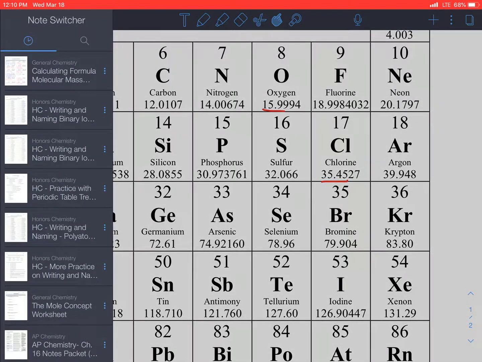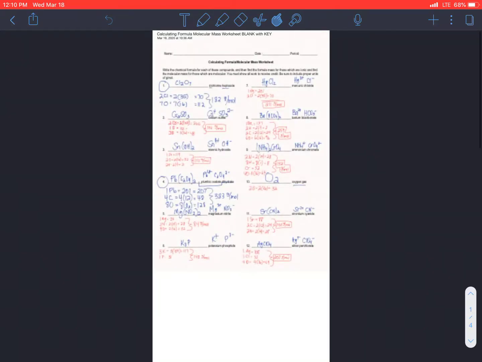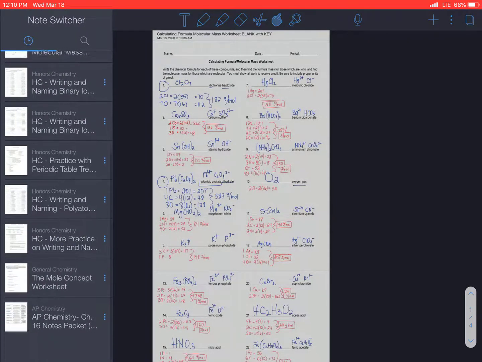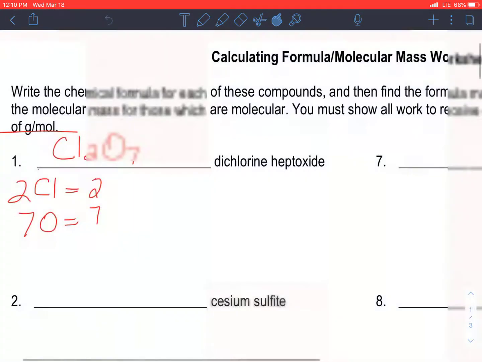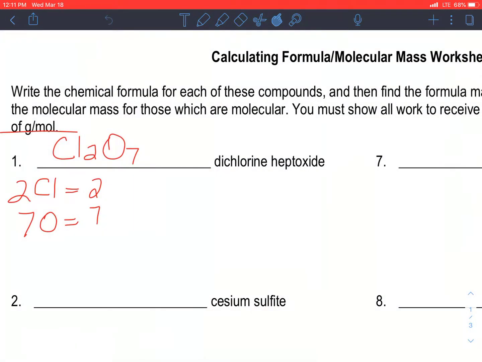We're going to use those masses. Oh, and there was the key, obviously. Let me find out where. There we go.